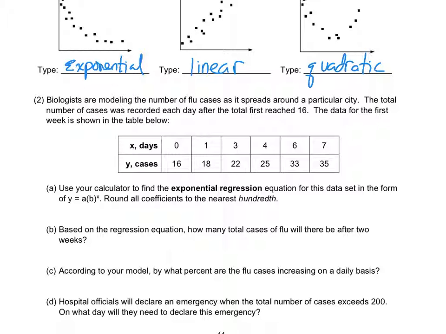All right, so use your calculator to find the exponential regression equation for this data set in the form of y equals a times b to the x power. All right, and then round all coefficients to the nearest hundredth. All right, so we have our data in. Very easy process. Once you have your data in, you go to stat, calc. Well, we used linreg yesterday for linear regression. We're looking for an exponential regression.